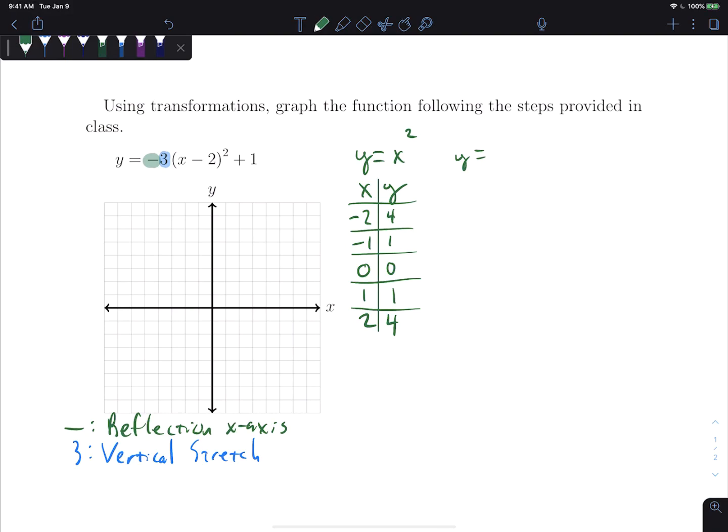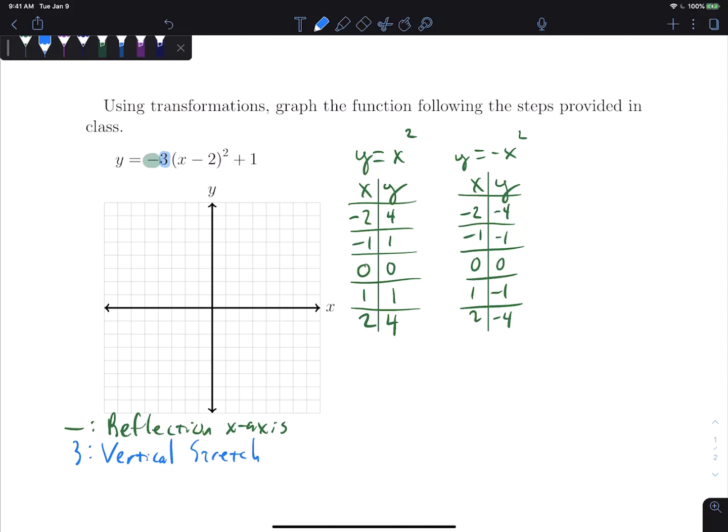So if we have y equals -x squared, it's an x-axis reflection, which means that the x values stay the same. So we have -2, -1, 0, 1, and 2. And the y values change their sign. So all of these become the opposite sign, making that -4, -1, 0, -1, and -4.